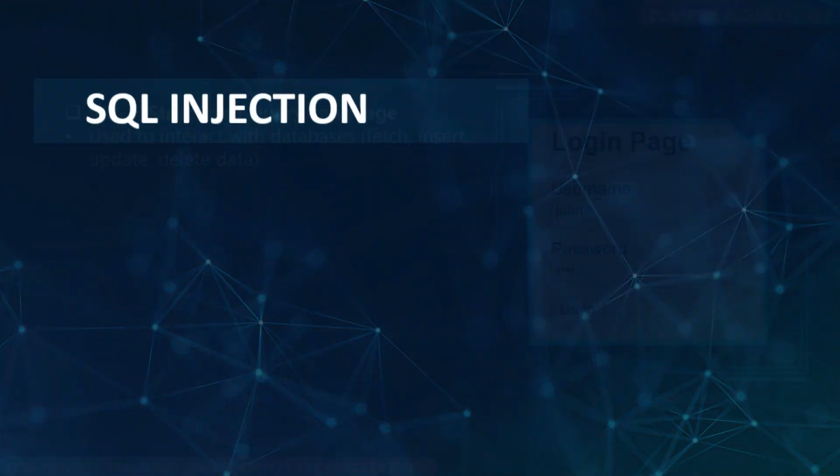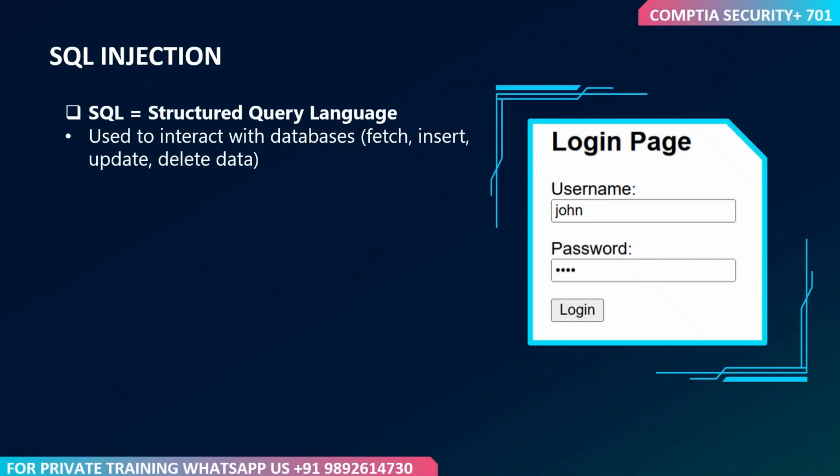Let's jump right in. Let's imagine you are using a website. Maybe it's an online store, or maybe it's a simple login page where you enter your username and password. You type it in, hit submit, and just like that you are in. Seems pretty normal, right? Now behind the scenes, the website needs to talk to a database to check if your username and password are correct.